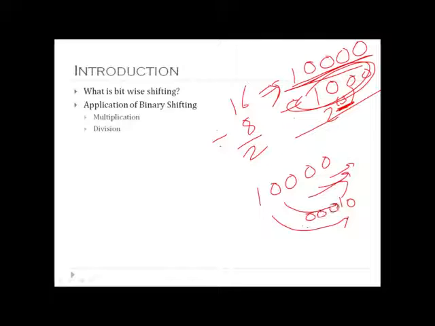Obviously, 0 will be appended. So effectively it's 10, which is nothing but 2, which is equal to, according to our calculation, 2. So we can conclude here that when you shift leftward, you are actually multiplying by the power of 2. When you shift rightward, you are actually dividing by the power of 2.